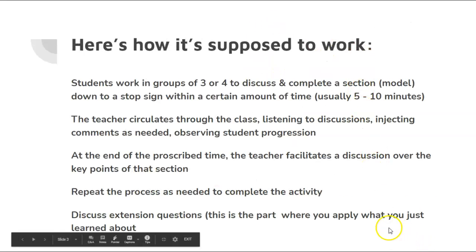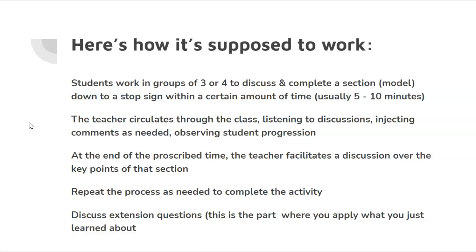Okay, so here's what's supposed to happen. Students are supposed to work in groups of 3 or 4 to discuss and complete a section, but usually a model that has pictures, diagrams of some kind to show you something. Sometimes there are a couple of sections within a model. It just depends on what the topic happens to be. But generally speaking, you work through that section down to a stop sign with a certain amount of time, usually 5 to 10 minutes, depending on how long the model is and what's involved with it.